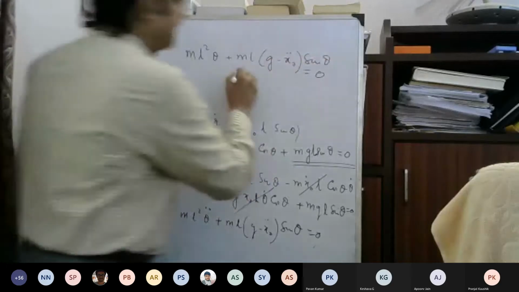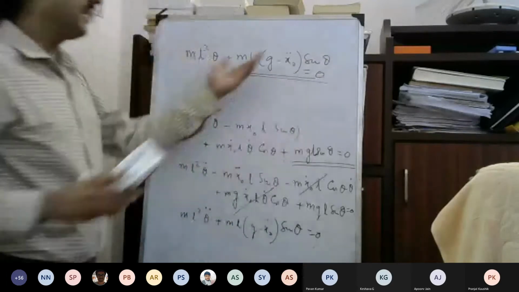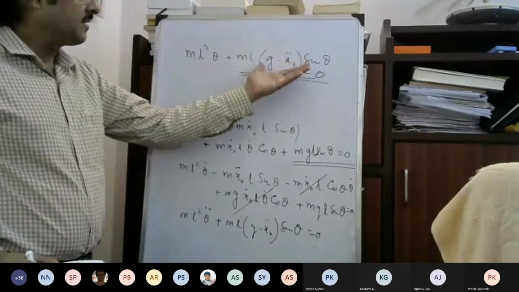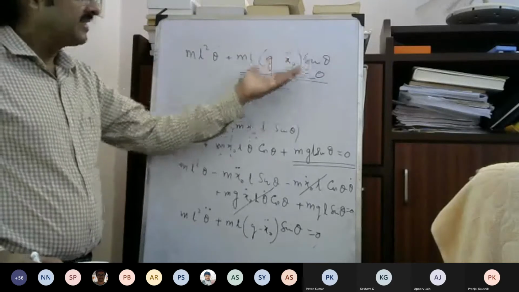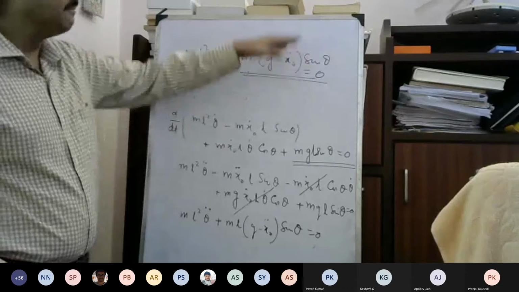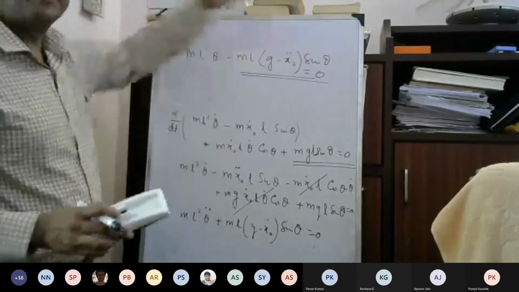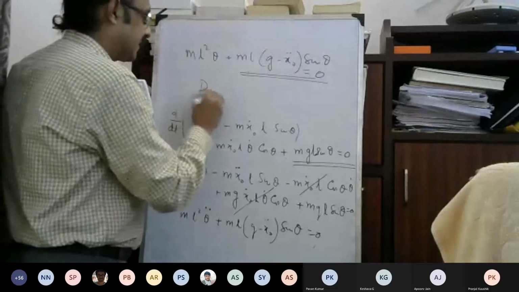So this is a different type of excitation, which appears as a parameter of the system. Otherwise it was mg, but now it is g minus x naught, and this is time varying. This kind of excitation, which actually changes the parameter of the system, is known as a parametric excitation.